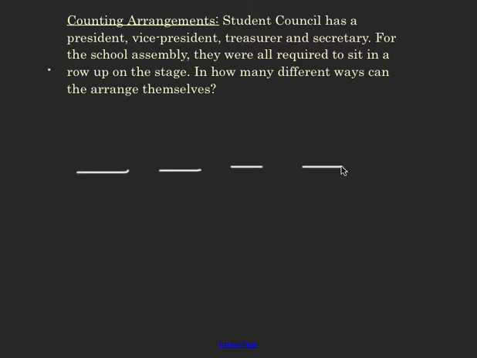Normally you would think it'd be president, vice president, secretary, treasurer. Well, let's say we don't necessarily have to sit that way. When we look at the first seat, there are 4 students that we can choose from to sit in the first seat. Once we choose someone to sit in the first seat, there are only 3 people to choose from for the next seat. Once we choose that person, only 2 people to choose from for the seat after that, and then 1 after that. So we're really just multiplying 4 times 3 times 2 times 1.